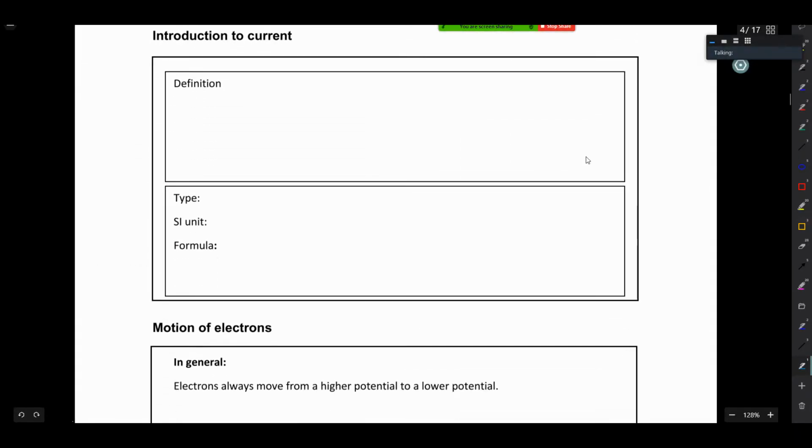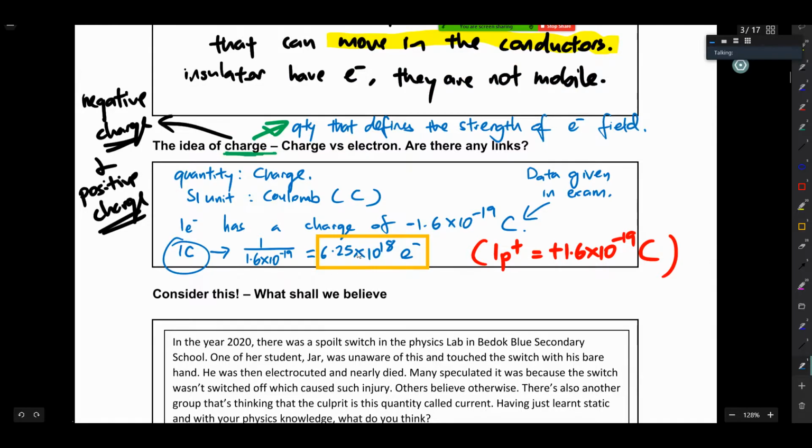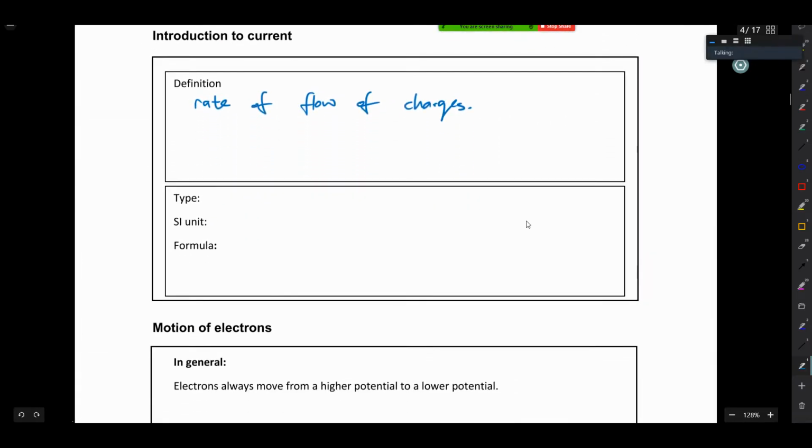With the idea of charge, now we can talk about current. Current is known as the rate of flow of charges. In a closed circuit, current is how fast or how slow the electrons are moving. Remember 1 coulomb is like a billion billion electrons, so I'm going to talk about electrons and charge quite freely. Whenever I say 1 coulomb, I really mean 1 coulomb of electrons. So the rate of flow of charges is basically the definition of current.